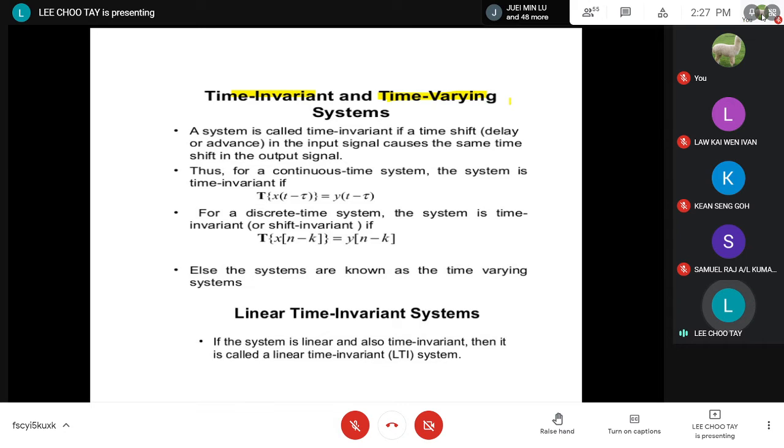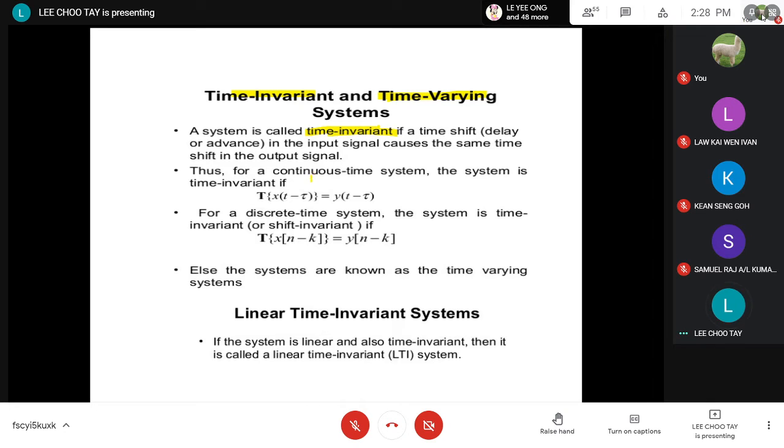If that's the case, then the system is called a time varying system. As far as we are concerned, we prefer to use a time invariant system. And of course, when you design a system, you have to make sure that your system is time invariant. So as far as our course is concerned, we'll consider only the time invariant system. So how do we represent a time invariant system?